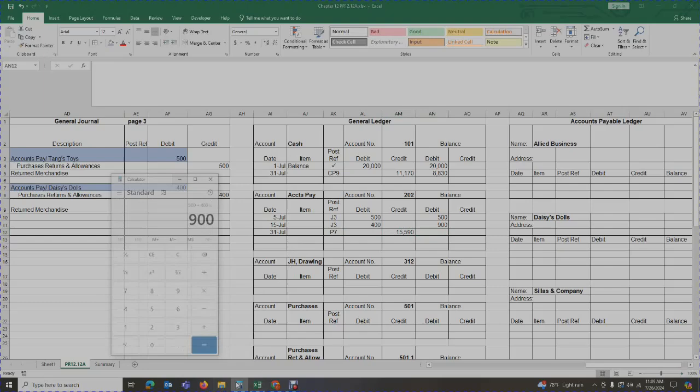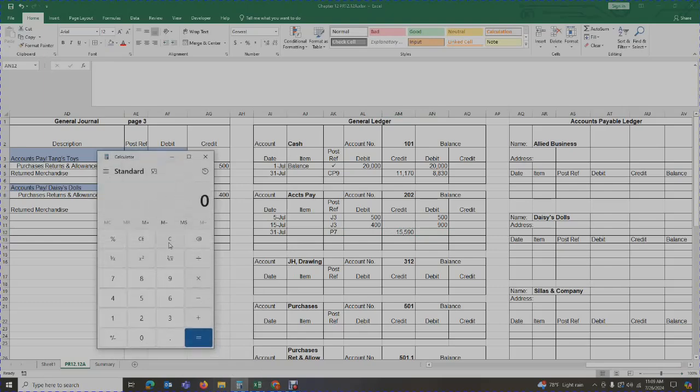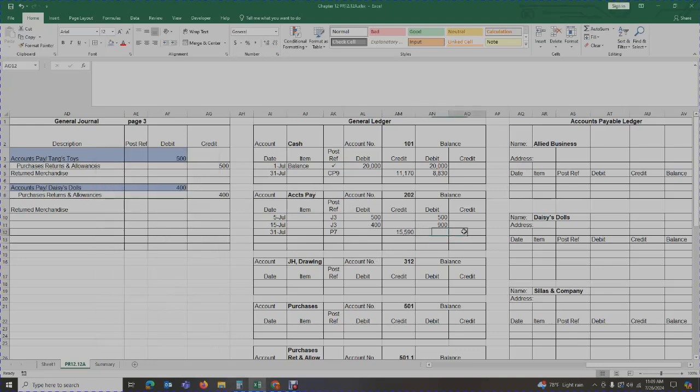So I had a debit balance of $900, and now I have a credit of $15,590. So $15,590 minus $900 will now give me a credit balance of $14,690. Okay.